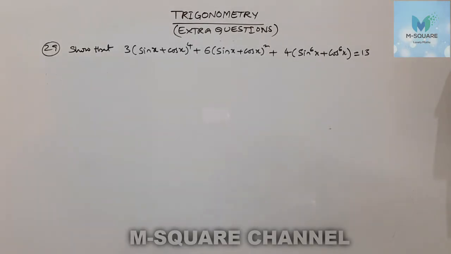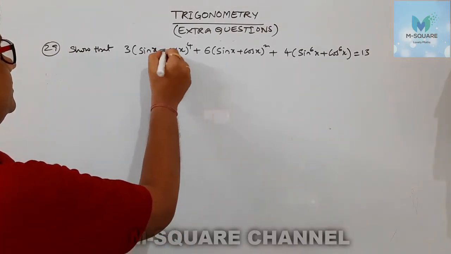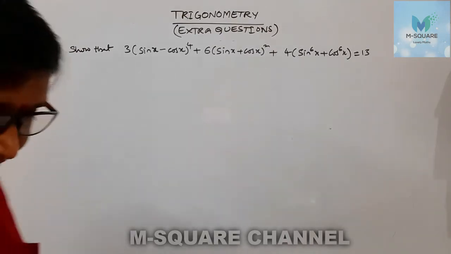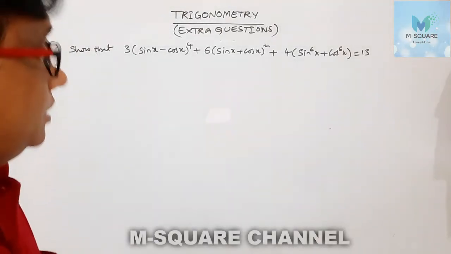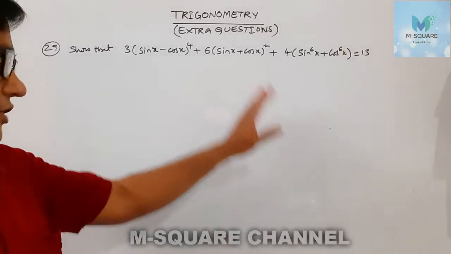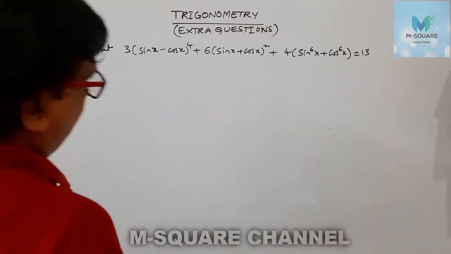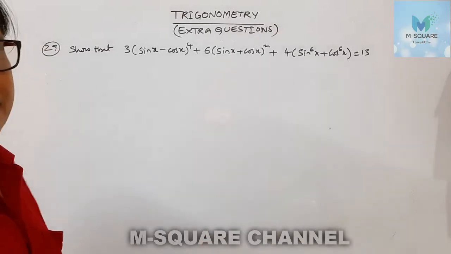In this question, show that 3 into sin x minus cos x whole power 4 plus 6 into sin x plus cos x whole square plus 4 into sin power 6x plus cos power 6x equal to 13. This is the question. So we are going to take 3 parts, separate. We are going to extract the answers. Finally we are going to add, we get 13.